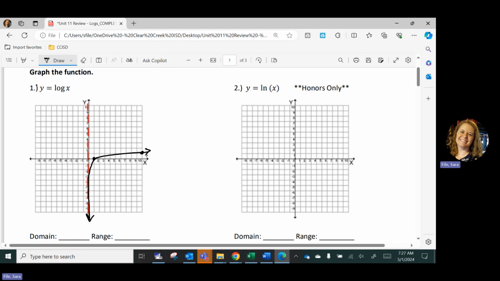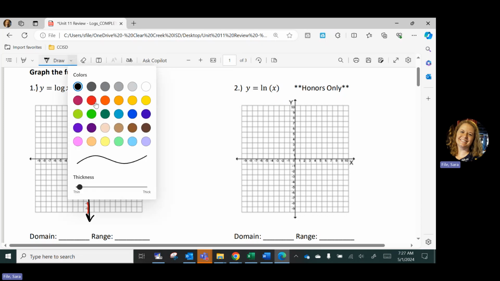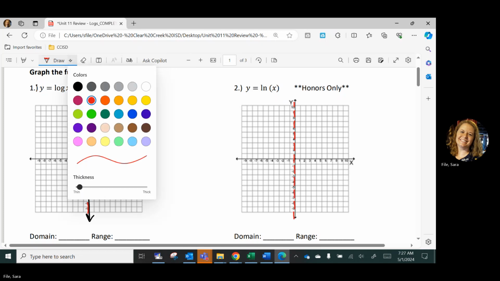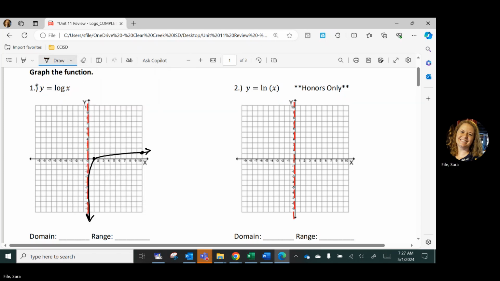I don't know why it says honors only for the natural log. We're going to go ahead and do it because we've graphed natural logs, so we should be able to graph this one as well. Okay, so I'm going to start with that same asymptote. Now, what is the understood base of a natural log? E. Okay, but it doesn't matter what the base is for the x-intercept. Okay, so the natural log of 1 is also 0. So the x-intercept doesn't change because the base changed.